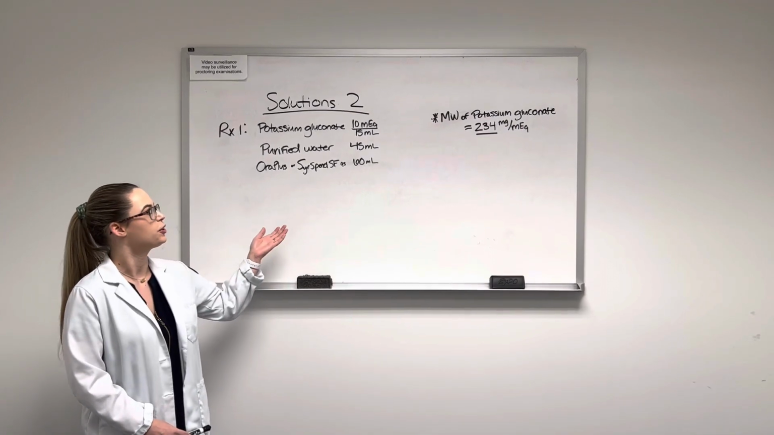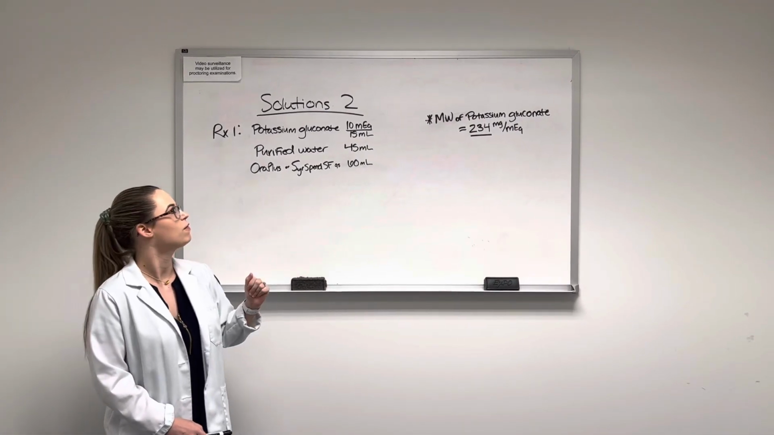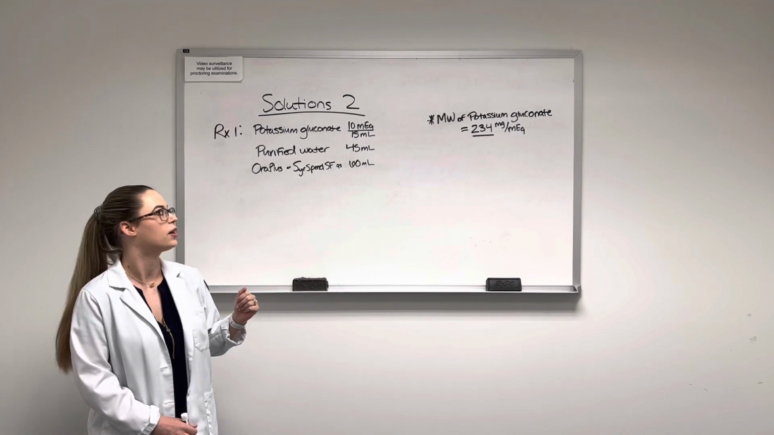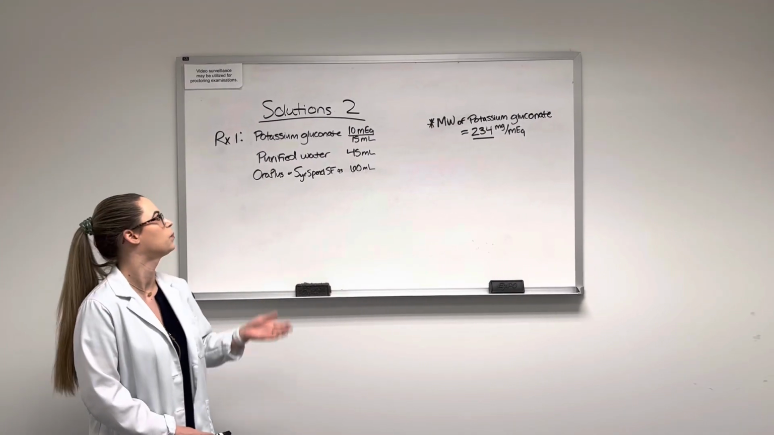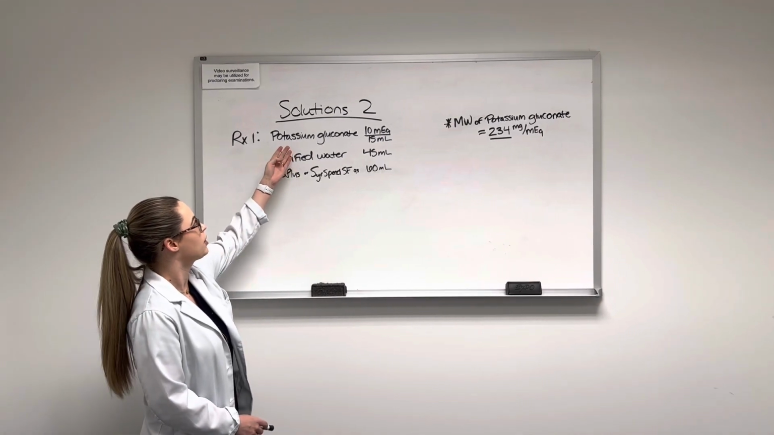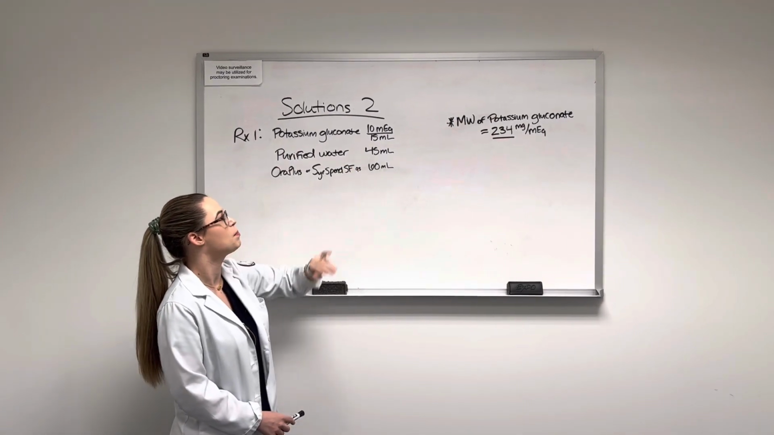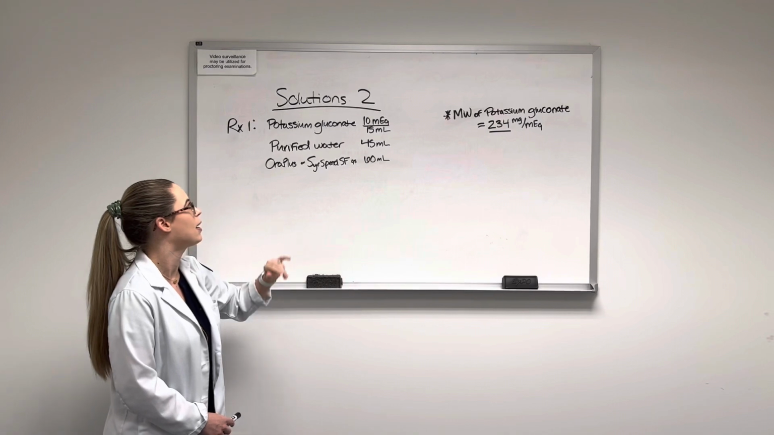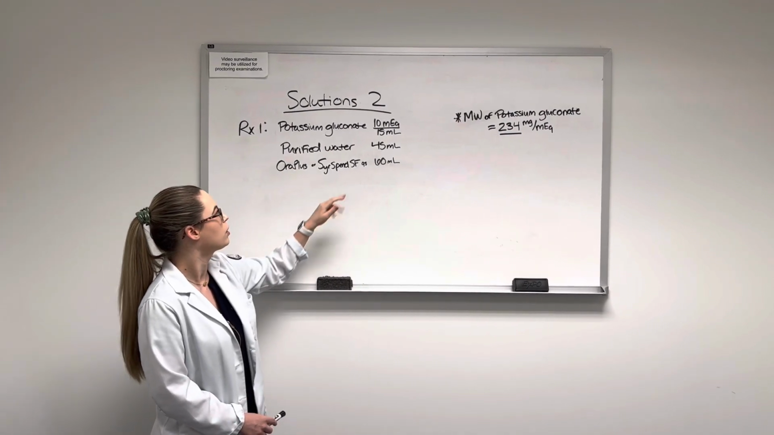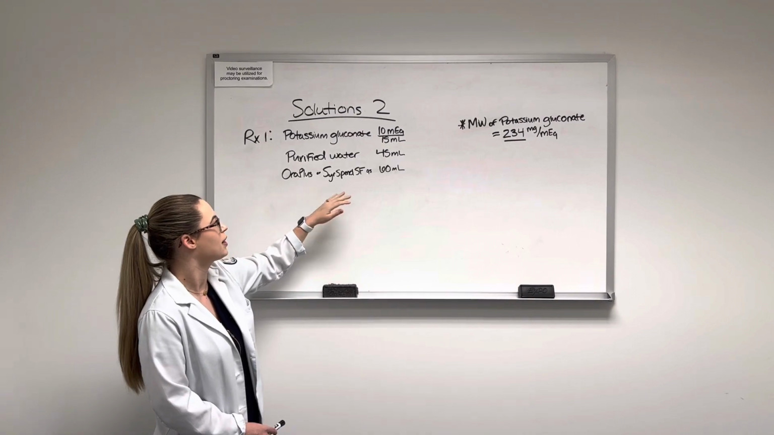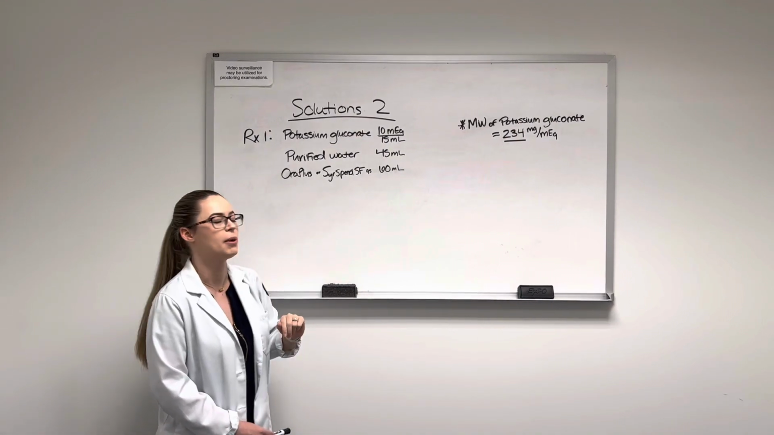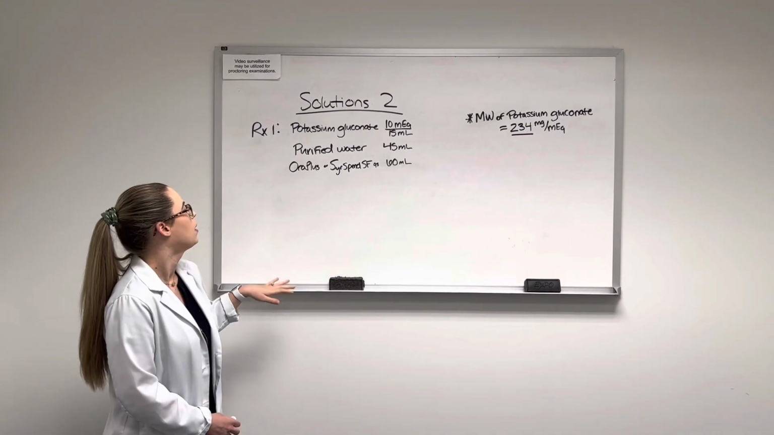So our first solution: you received a prescription for potassium gluconate solution to help with the patient's hypokalemia, or low potassium level. You've received a prescription for potassium gluconate 10 milliequivalents per 15 mL, purified water 45 mL, and adding Ora-Plus or Suspend SF up to 60 milliliters total solution.